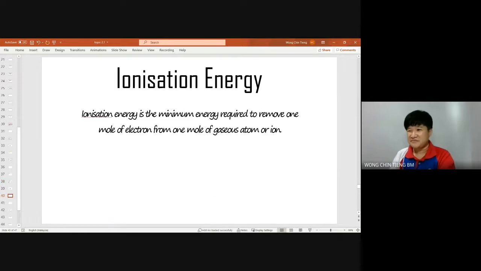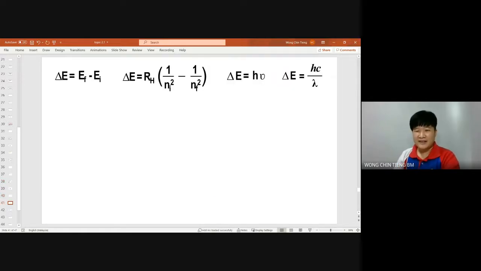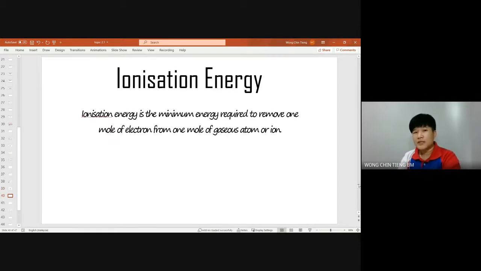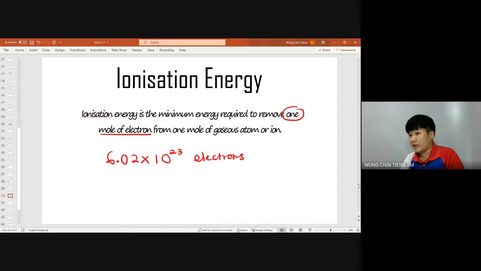Alright. So, talking about ionization energy, I'm going to take a bit of your time. The definition of ionization energy is easy. Just look at this word: 1 mole. 1 mole means I have 6.02 times 10 to the power of 23 electrons. That is what we mean by 1 mole of electron.